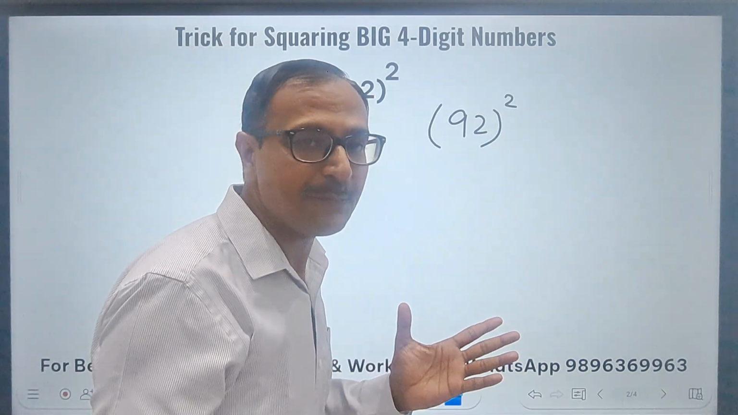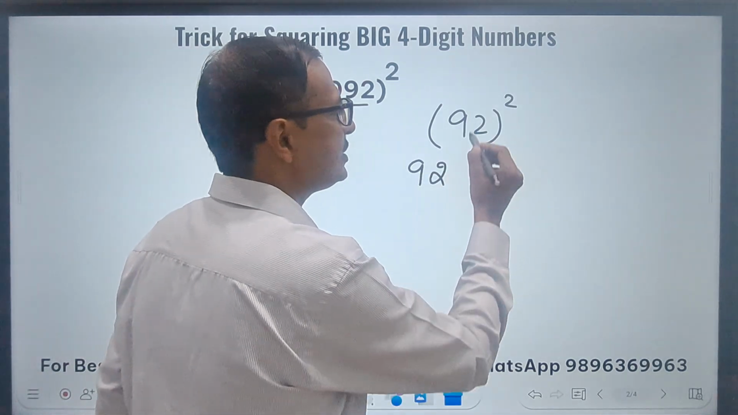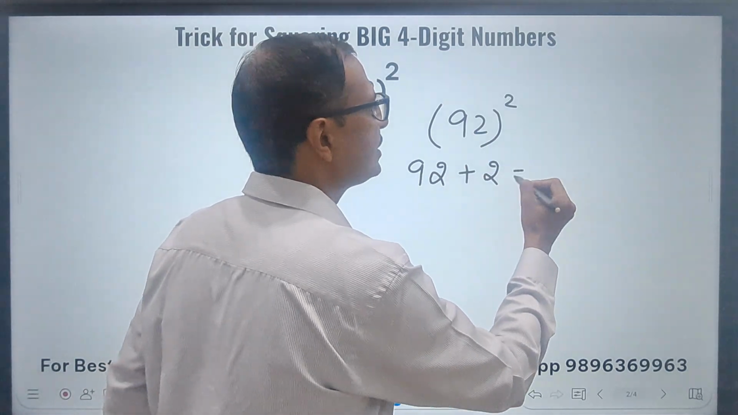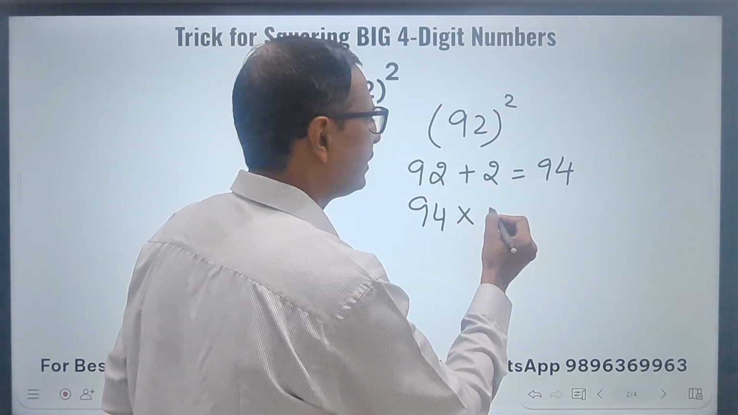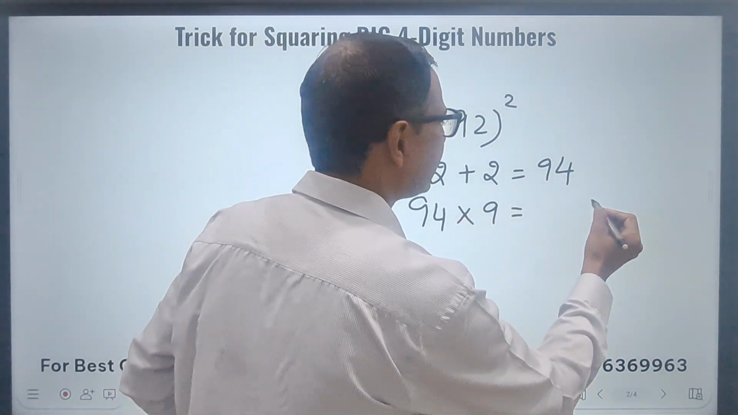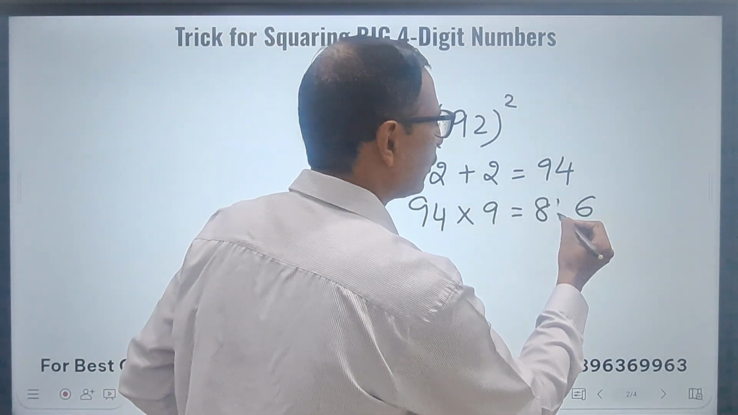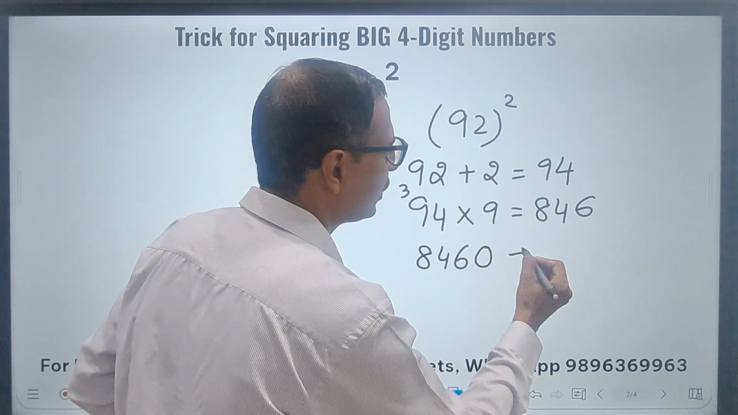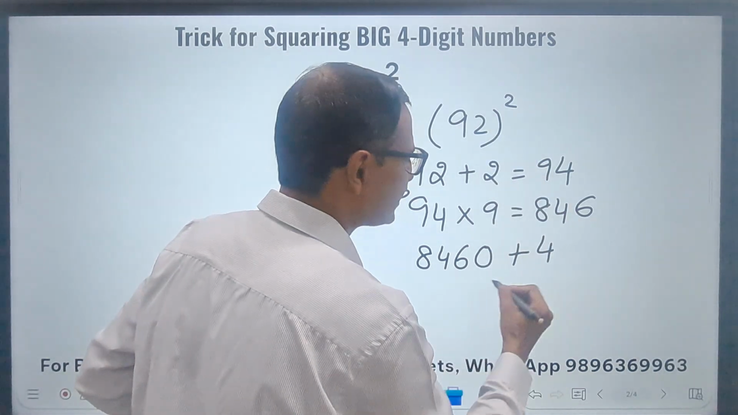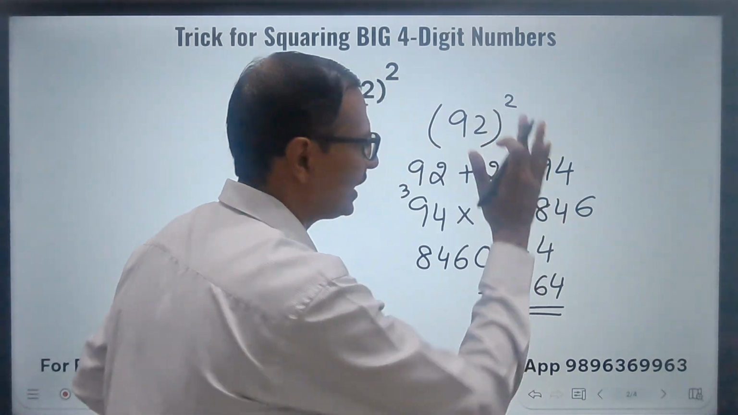I'll do 94 into 9 directly, but I want to write it just for your convenience. 92 plus the unit digit gives us 94. And 94 times the tens digit: 9 fours are 36, so 3; 9 nines are 81 and 3 is 84. So 846. Now 846 followed by a 0. Add 2 square, 4, to this, and you get 8464 as the square of 92.